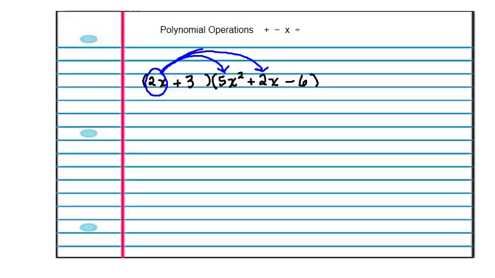Run your arrows out. And I'm just going to, again, multiply number to number and letter to letter. So we have 2 times 5, 10x squared times, the x times the x squared is x to the third. 2x times a positive 2x is a positive 4x squared. And the 2x and the negative 6, negative 12x.